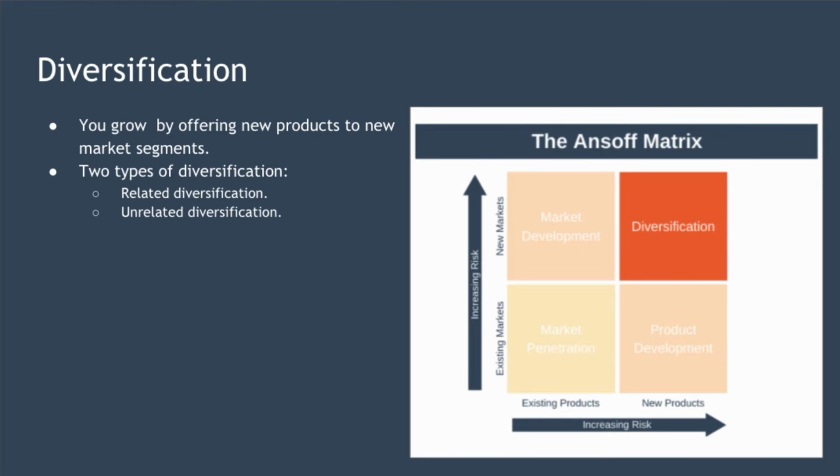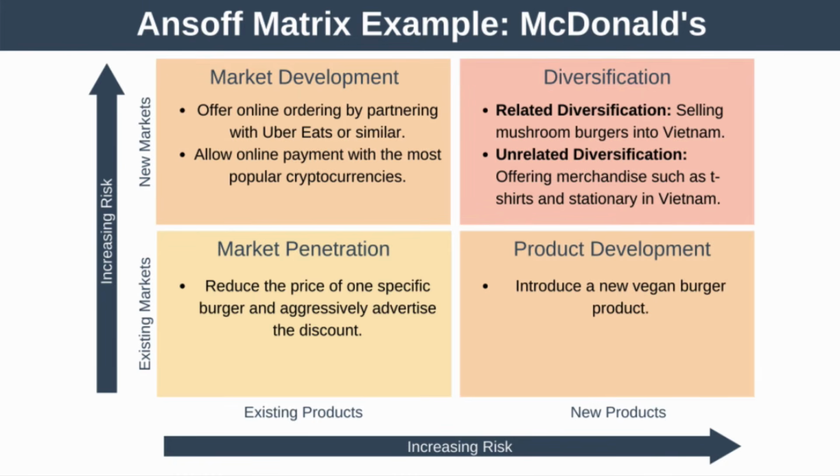And in theory, at least, related diversification is a lower risk option than unrelated diversification, although everything in the diversification bracket is considered high risk. So let's take a look at a simplified example. So we're going to look at how McDonald's might populate the Ansoff matrix. Now, for market penetration, the least risk option, we can see that McDonald's might reduce the price of one specific burger and aggressively advertise the discount. And that strategy aims to grow market share by capturing new customers from competitors.